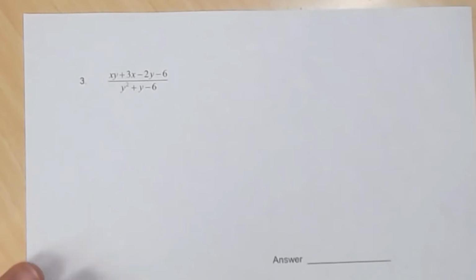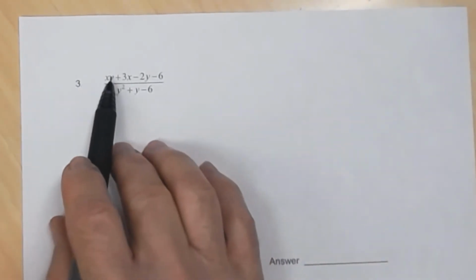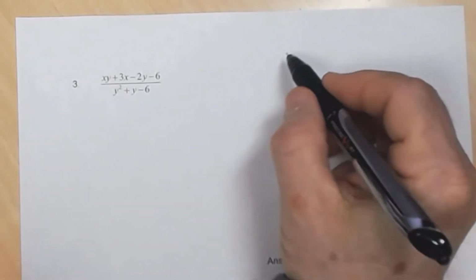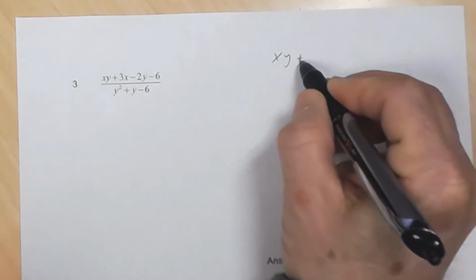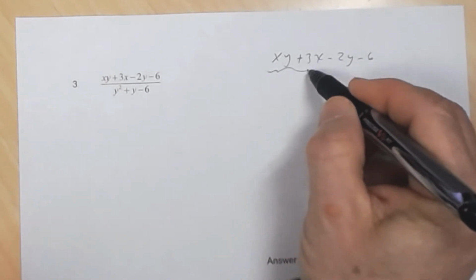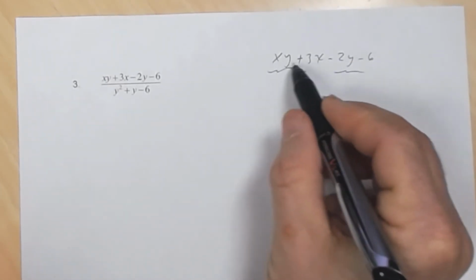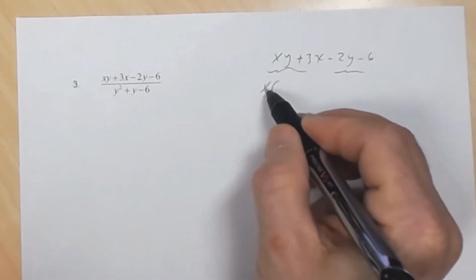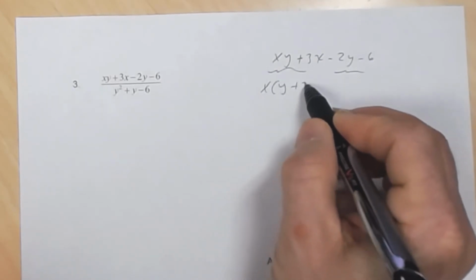Okay, number 3, you have, all right, now here, you see the 4 terms? You're going to factor by grouping. So let me go ahead and rewrite this over. And let's go ahead and factor this by grouping. So I'm going to group the first 2, the last 2. And the first 2, I can factor out an x. And so I get x times y plus 3.